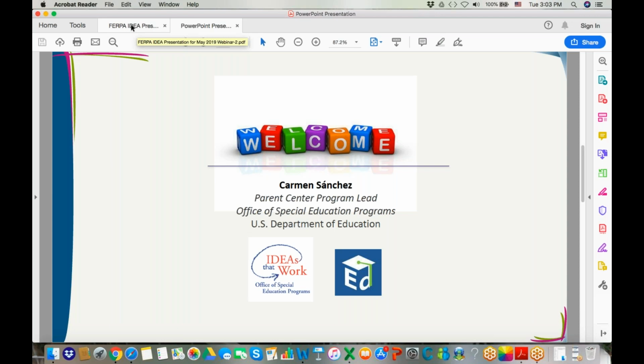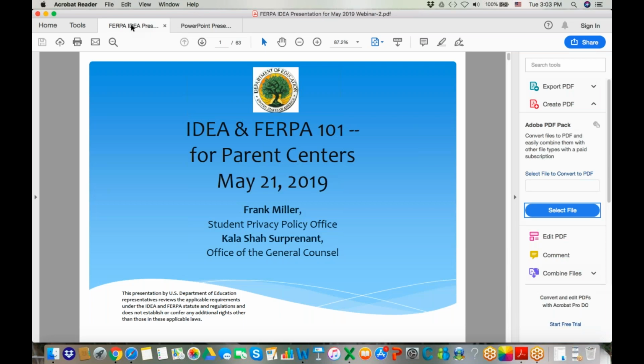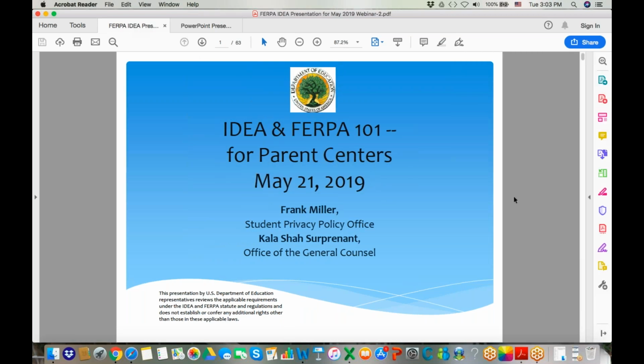Because of that, we've gotten two colleagues here from the Department of Education who are going to address both of them during this presentation. They're Frank Miller, who is acting deputy in the Student Privacy Policy Office, and Kailasha Supranant, who's general counsel in the Office of, she'll explain her title, in the Office of General Counsel. We're going to discuss these very important topics with you, and then we'll go over some of your questions.